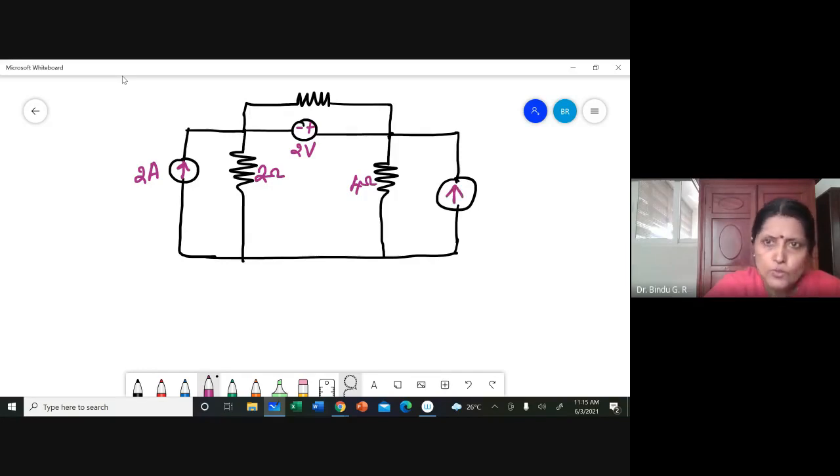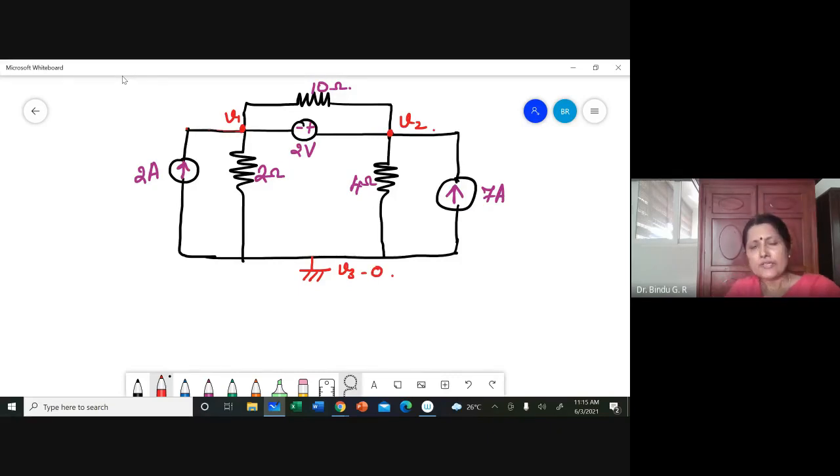This is another current source, 7 ampere. I'm having a 10 ohm resistor here. So naturally, how many nodes are there? This is not a node, this is the same thing. So this is V1, and I am having another node, V2, and a reference node, V3, which is 0 potential. Now I am asked to find the node voltages V1 and V2.